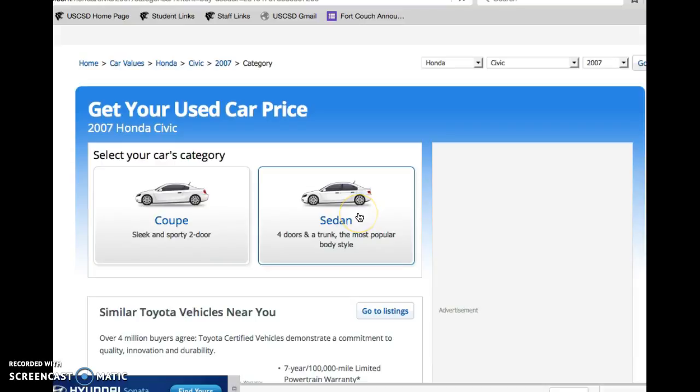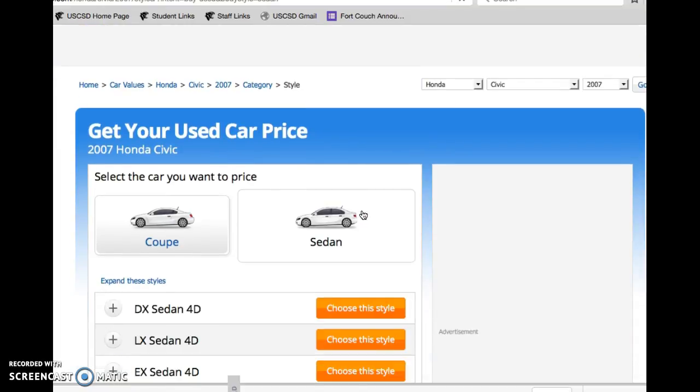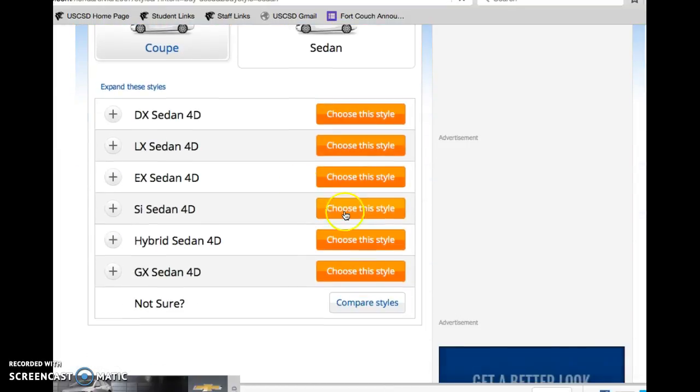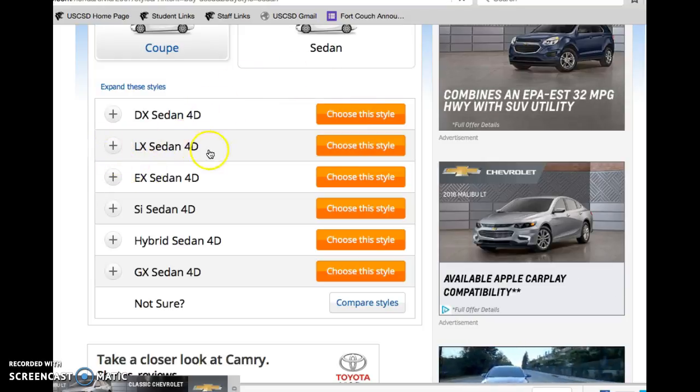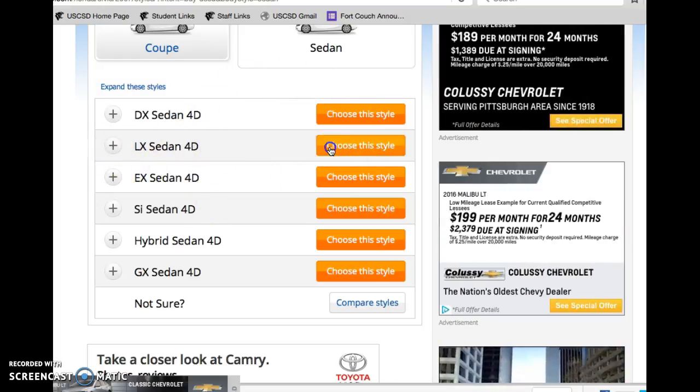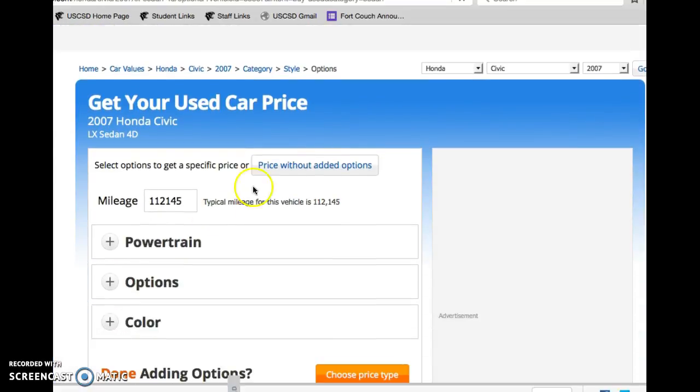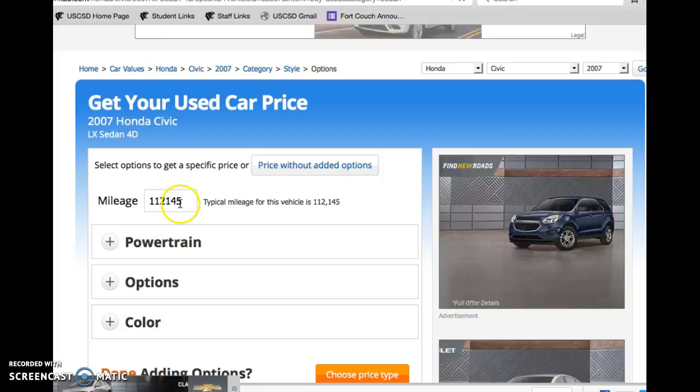A sedan is a 4-door and a coupe is a 2-door. So I'm going to say mine's a 4-door. And I'm going to look. This is why you need to know the options. Look back at your Craigslist if you're not sure. Mine, I'm going to say, is an LX. So I picked that one. Put your mileage. You need to know your mileage.